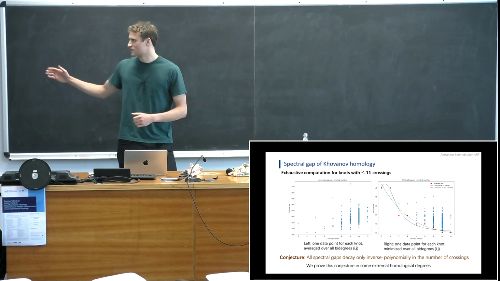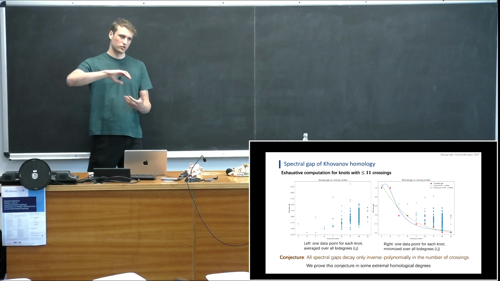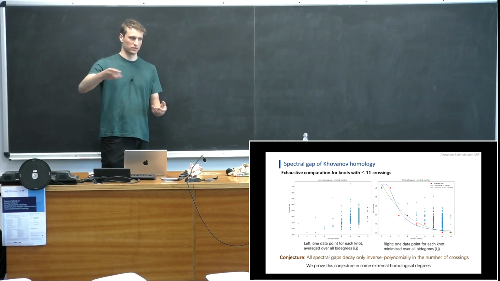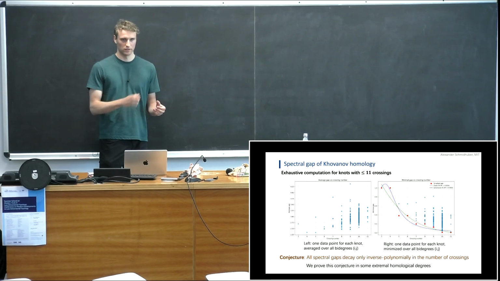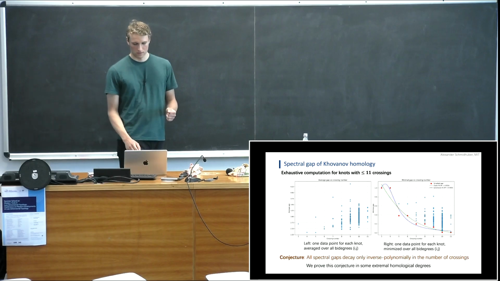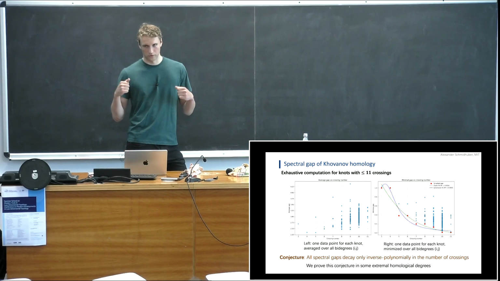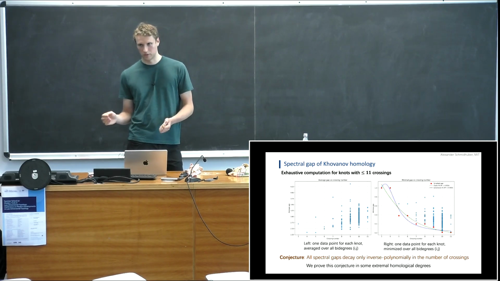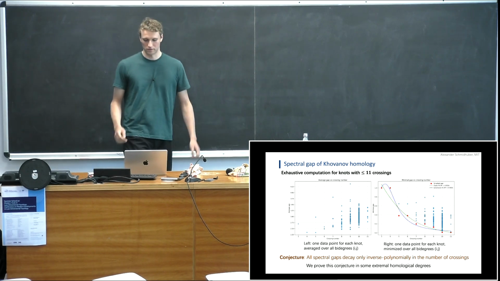To make this precise, we have another statement showing that if you just change the representation of the knot diagram by adding some twists, for example, or some other Reidemeister moves, those changes only impact the spectral gap in an inverse polynomial way. And Aaron has proven this conjecture to be true for some extremal homological degrees, so where either I or J are extremal, and only for some subsets of the families of knots.